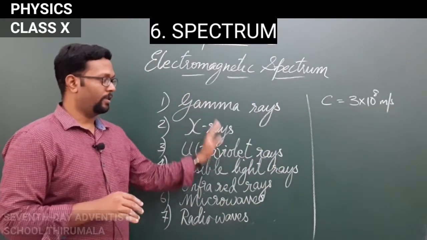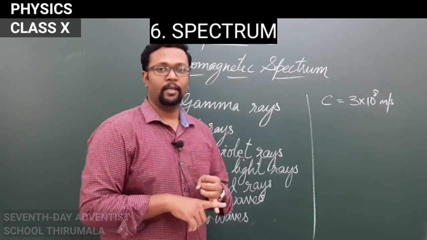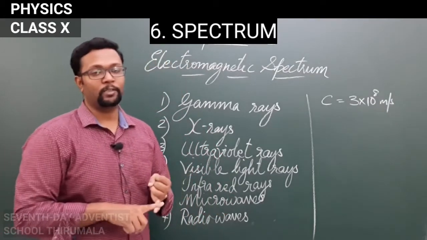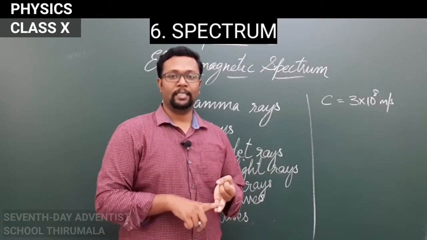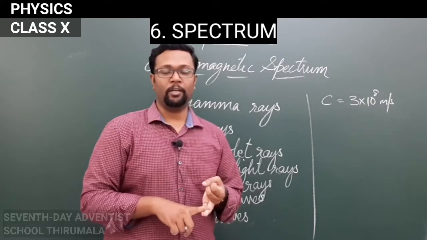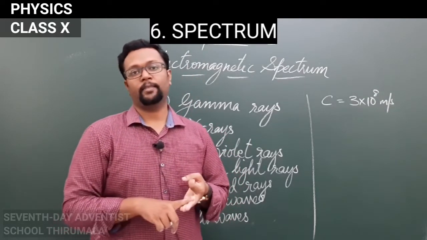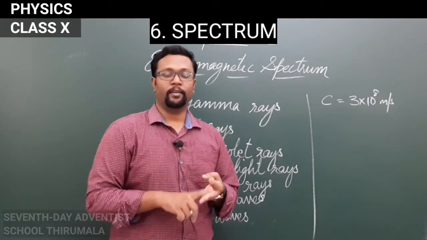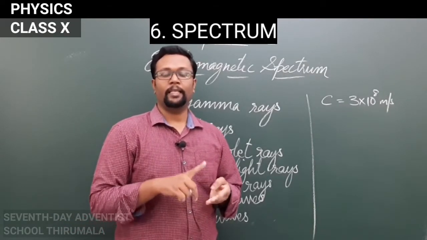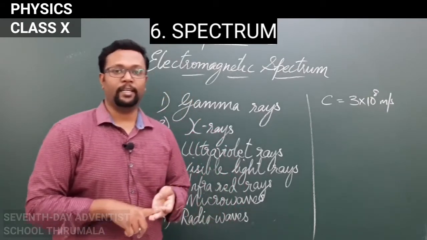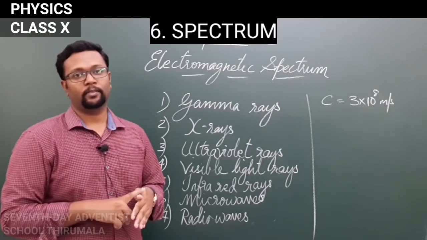Remember, all the waves are transverse waves. So what are the characteristics of electromagnetic waves? They don't need a material medium for their propagation. They all travel at the velocity of light in vacuum, which is 3 × 10^8 meters per second. They all show phenomena like reflection, refraction and diffraction, and they are produced due to electrical disturbances, and finally they are all transverse waves.